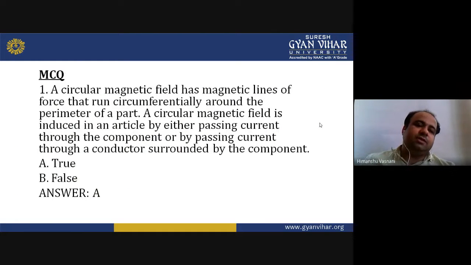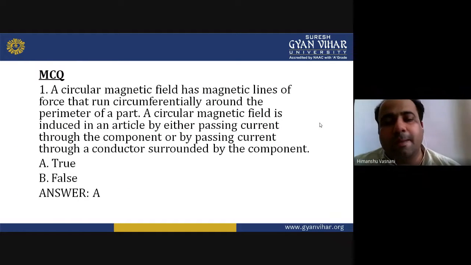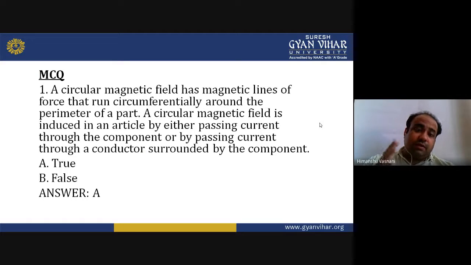The first question says that a circular magnetic field has magnetic lines of force that run circumferentially around the perimeter of a part. A circular magnetic field is induced in an article by either passing current through the component or by passing current through a conductor surrounded by a component. So what do you say? It is about the circular magnetic field. So it is true or false? It is true.